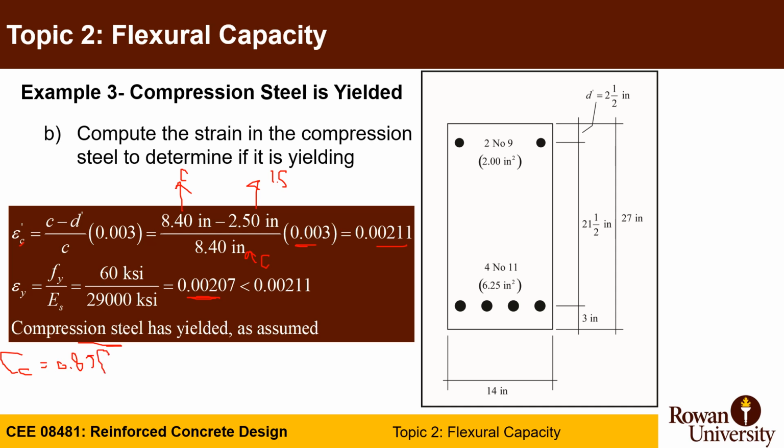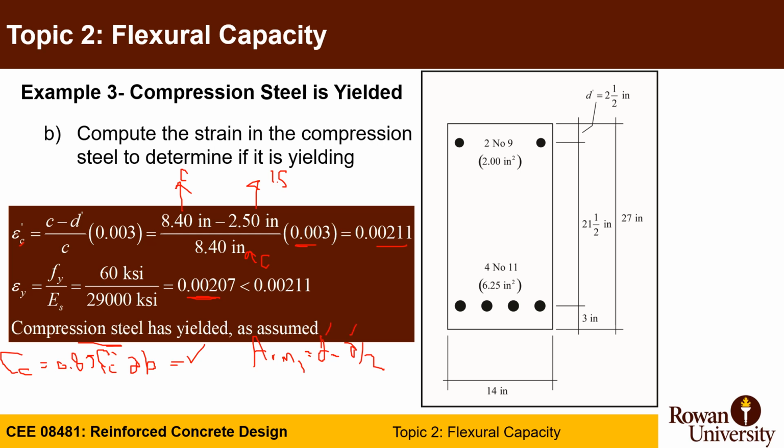5 F prime C, AB. You have all the values here. You can calculate it. And its arm is RM1, which is D minus A over 2. D is 24 and A is given.